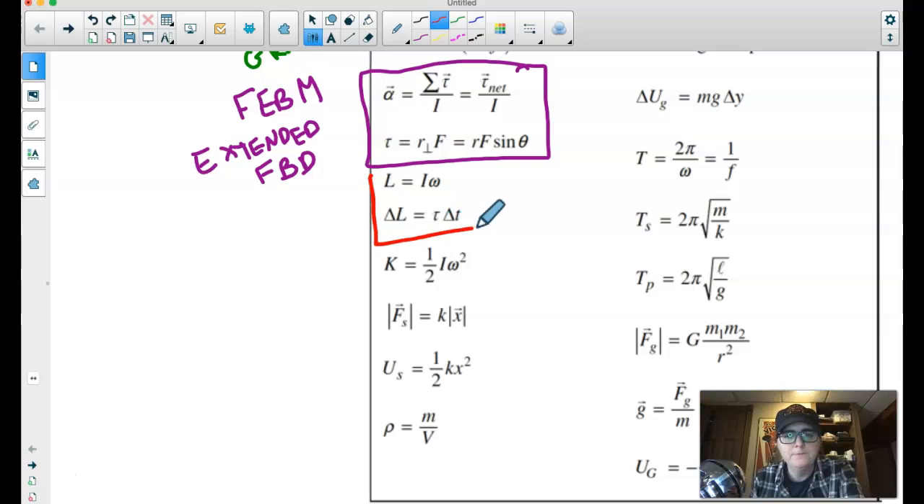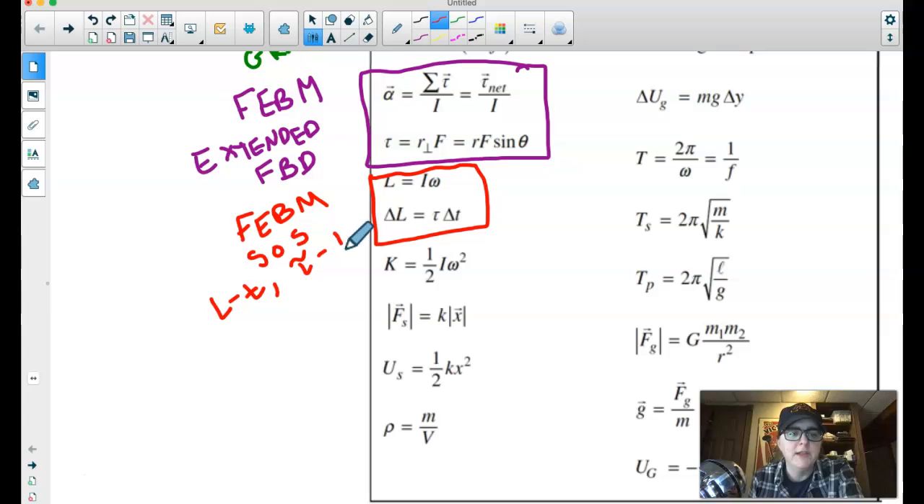These next two, we've also put under FEBM, force on an extended body, but they are dealing with angular momentum. And so these are the angular version of the momentum equations from further up. And just like we used SOS diagrams, we can use SOS diagrams for these. And just like we had momentum time graphs, now we can have angular momentum time. And instead of force time graphs, we can have torque versus time graphs.